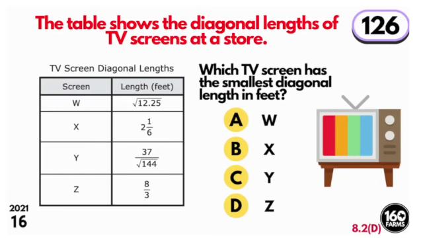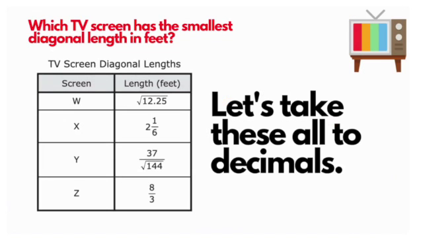Number 16, the table shows the diagonal lengths of TV screens at a store. Which TV screen has the smallest diagonal length in feet? Let's take these, and while we're looking at a lot of rational numbers and fractions, let's try to get them all in the same terms.